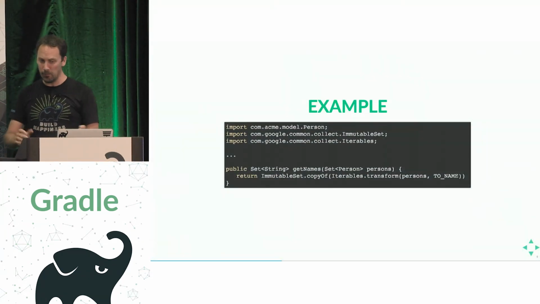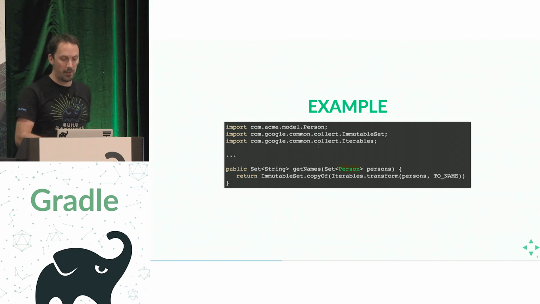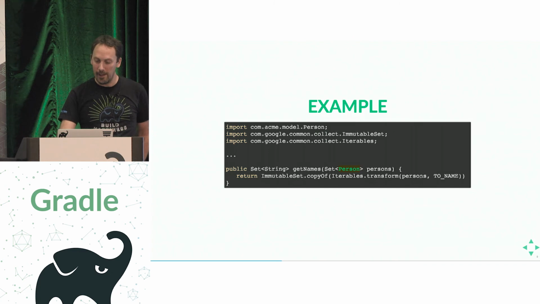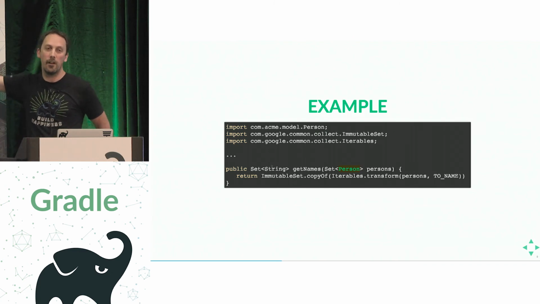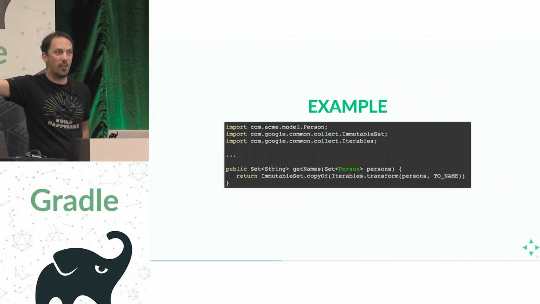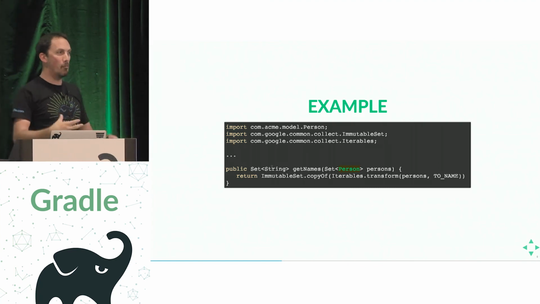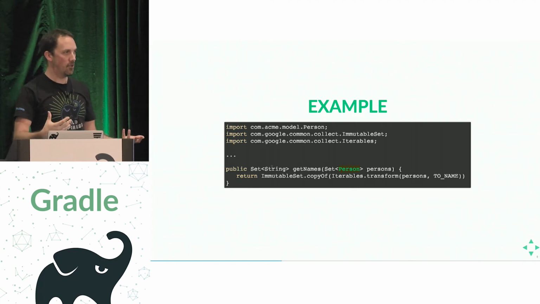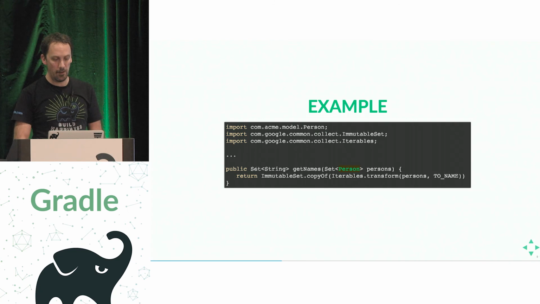So the example is exactly this one. I have a class with a method, and that method is just getNames on a set of Person. So Person is something that is provided by my module. It is a model. And then internally, I'm using Guava, ImmutableSet.copyOf, etc. I don't care, right? I could use something else. I could use Java 8. This is my internal usage. It doesn't leak into my API. Here, I'm not using Guava.